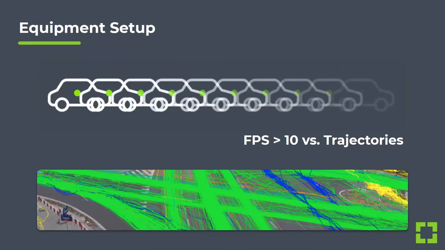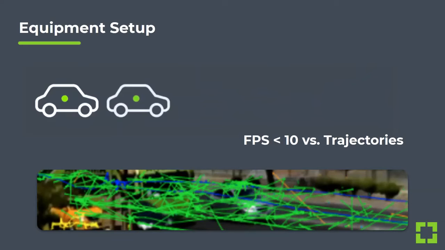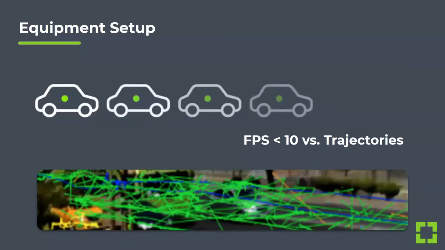On the other hand, if you go below 10 FPS, trajectories will be displayed in a very chaotic way, and you would not be able to gather the results.